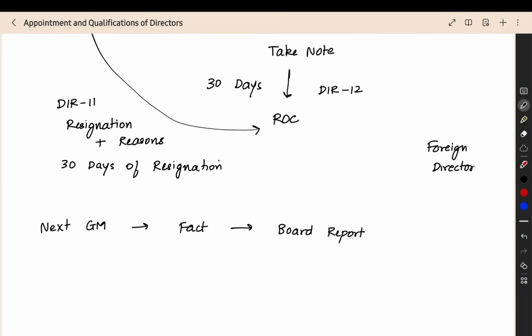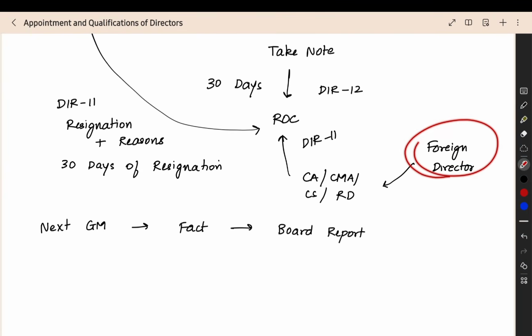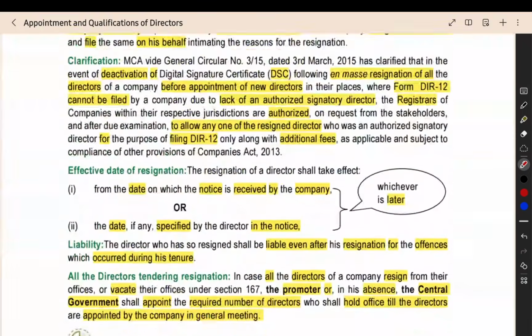The foreign director can authorize a CA, CMA, CS or other resident director. In that company, there will be other resident directors, right? They can authorize them to fill the forms DIR 1 and DIR 11. The foreign director will authorize these people, and these people will send the DIR 11. That is one more point.